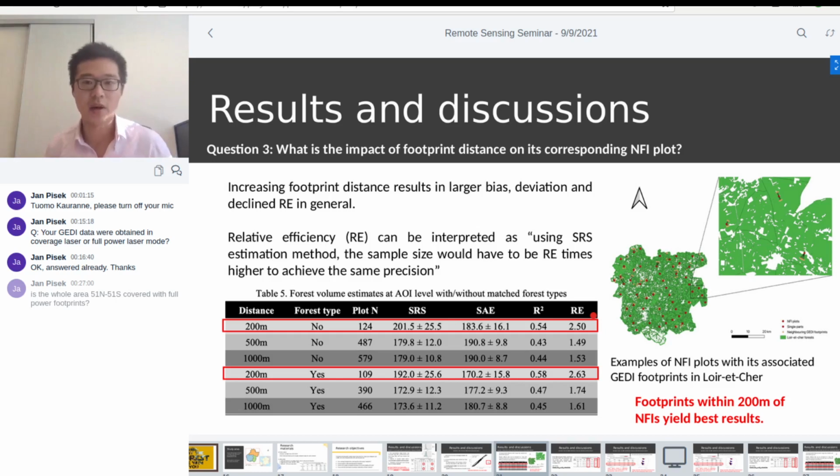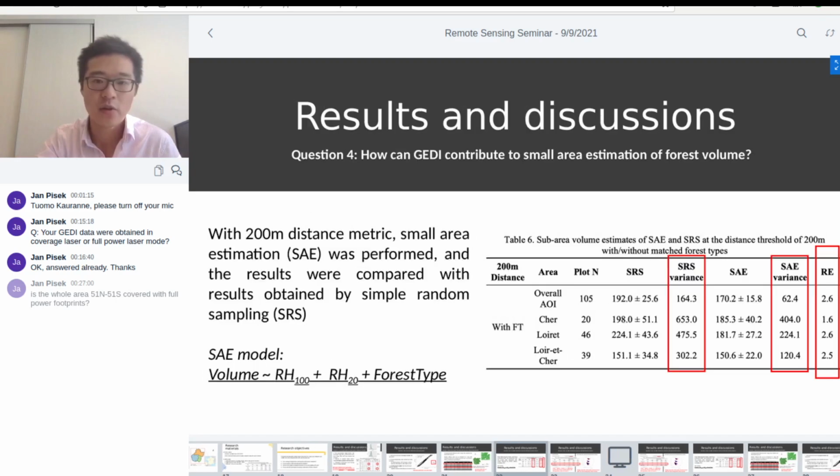But this is at the whole study area level, and then we move down to smaller areas within the area of interest, but also under the same distance metric. And then we found out that with GEDI auxiliary data, you can see the small area estimation variance is significantly reduced compared to variance obtained from simple random sampling method.